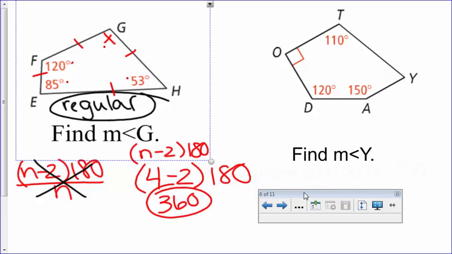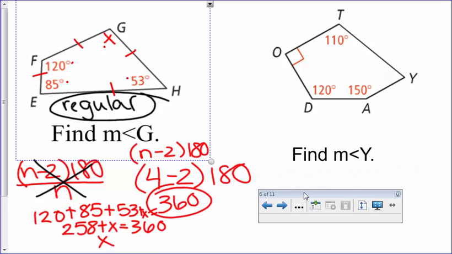So we have 120 plus 85 plus 53 plus x equals 360. When you combine all your like terms, you should have gotten 258 plus x equals 360, and then we're going to subtract, so you'll get x to equal 102. So that's what this angle G would be: 102.